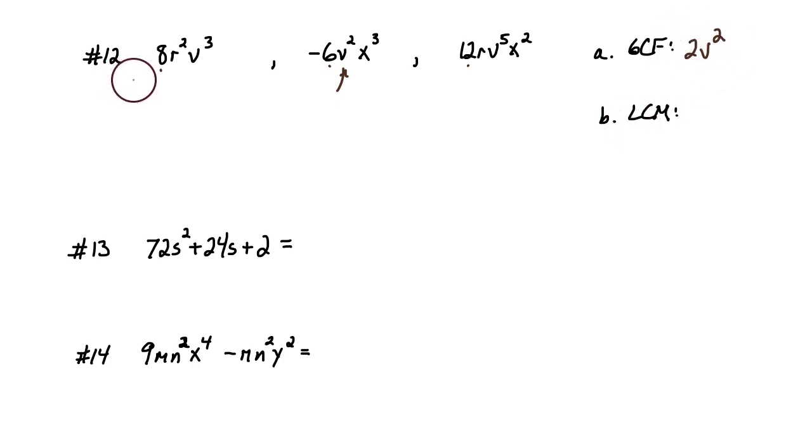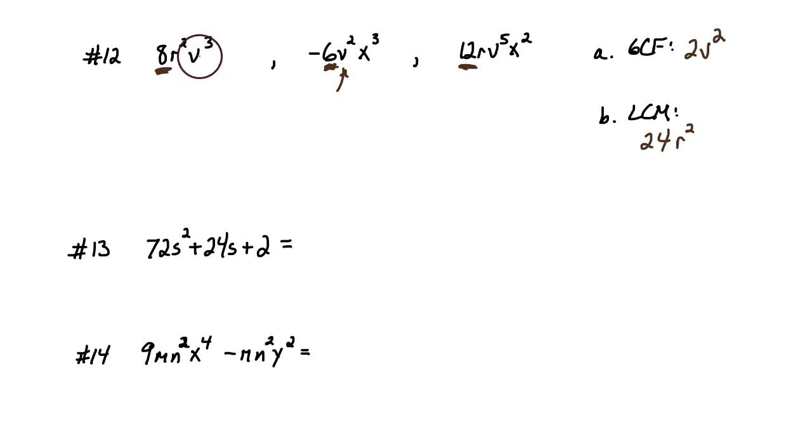Let's build it by working with the numbers and then the variables. What is the least common multiple of an 8, a 6, and a 12? That would be 24. Because 8 times 3 is 24, 6 times 4 is 24, and 12 times 2 is 24. From the first number, we need to have an r squared in our LCM. And in neither of the other numbers are there more than 2 r's.